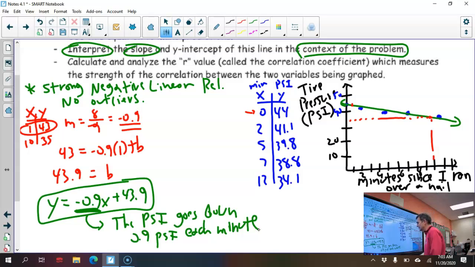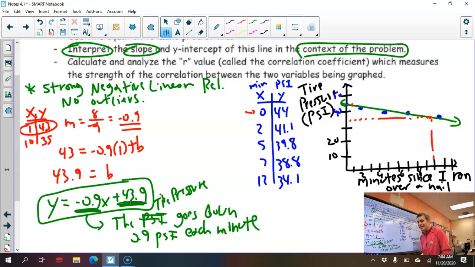The tire pressure, I wish I'd put that here instead. The tire pressure, that's really what I'm measuring, the tire pressure. The tire pressure goes down 0.9 pounds per square inch each minute. That is what the slope means. And of course, the y-intercept means, the 43.9 means my tire pressure before I hit the nail was 43.9 pounds per square inch. All right.